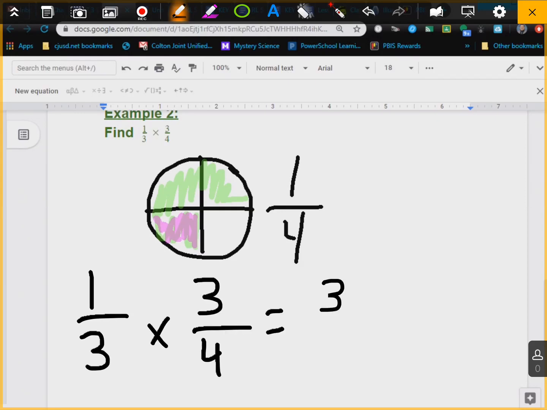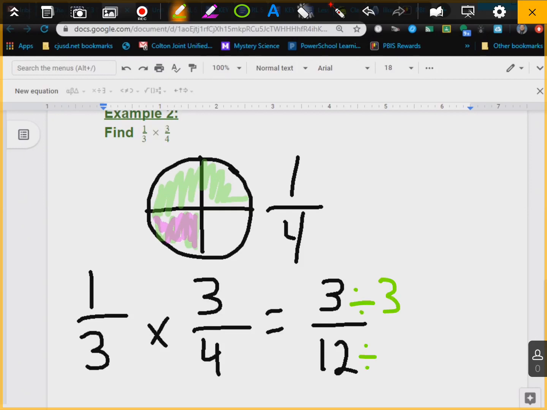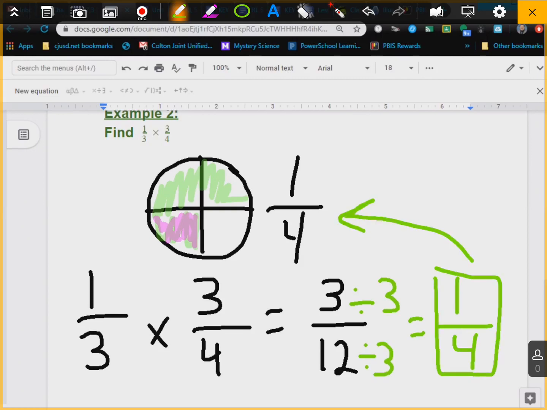Okay. Now, if we were to multiply numerator times numerator and denominator times denominator, we could see 3 times 1 is 3, 3 times 4 is 12, 3/12, but we can take something out of both of them. We can take a 3 out. Divide by 3, divide by 3. 3 divided by 3 is 1, 12 divided by 3 is 4, 1/4. It matches the answer that we found with the model. So using models can help you visually see it.